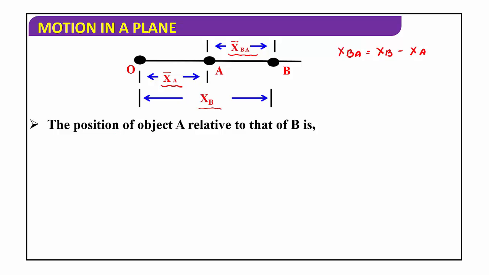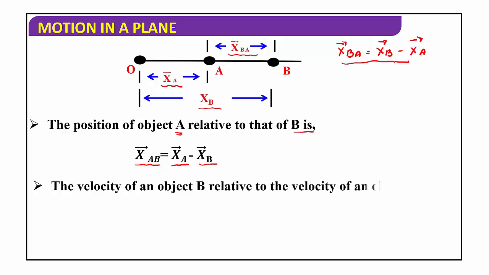Observe here the position of object A relative to that of B. If you are going to take object A relative to object B, then how to write the equation? Vector XAB equal to vector XA minus vector XB. Or if you are going to write the position of object B relative to that of A in reverse order, how to write the equation? Vector XBA equal to vector XB minus vector XA.